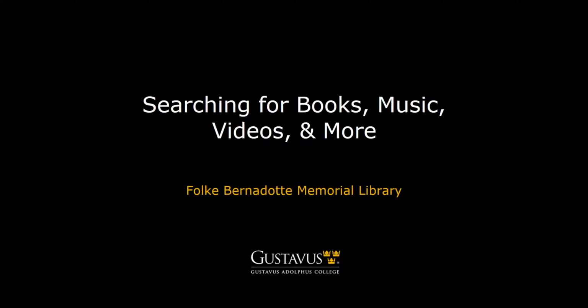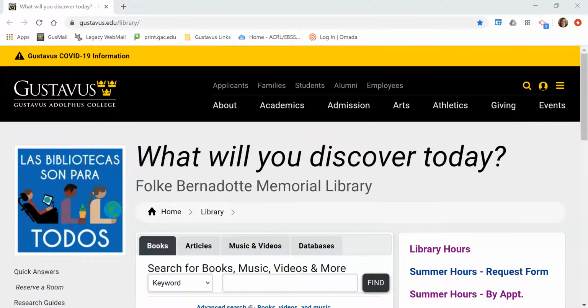This video will provide you with a brief overview on how to search for library materials through the online catalog. Let's begin at the library's homepage, gustavus.edu/library. On the library's homepage, you'll see a few different tabs. The homepage defaults to the Books tab.